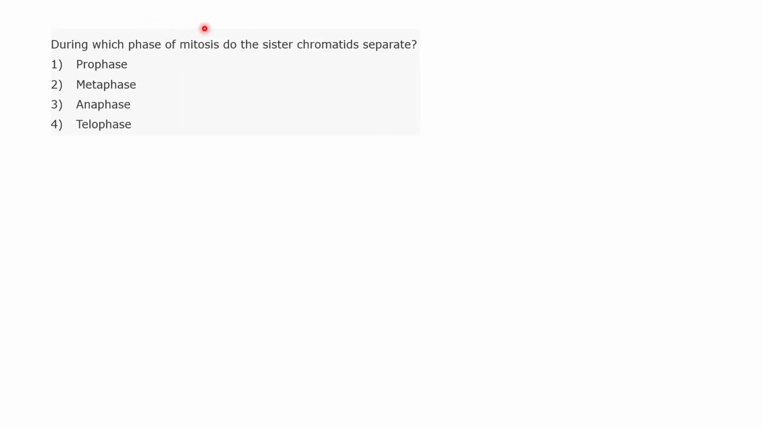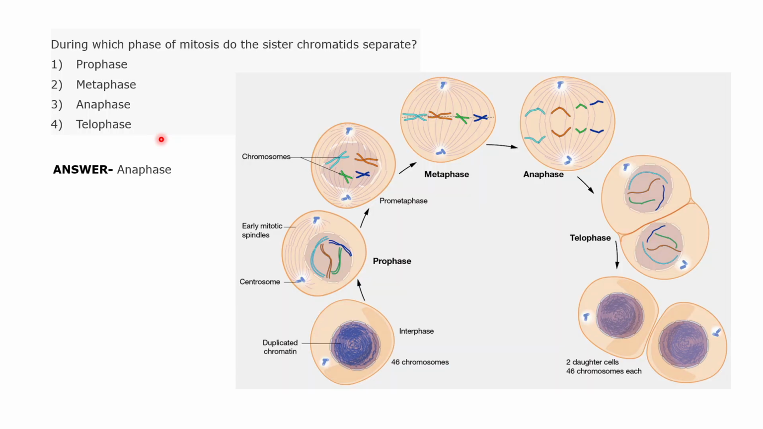During which phase of the mitosis do the sister chromatids separate? Prophase, metaphase, anaphase, or telophase? Okay, I'm getting option number 3. Yeah, basic question. So I think all of you know the answer, right? So the answer to this question is anaphase.